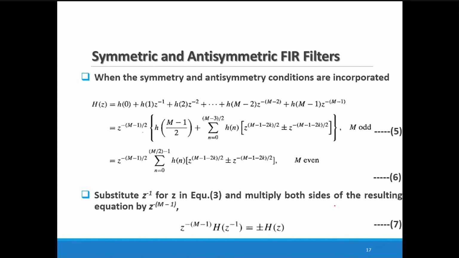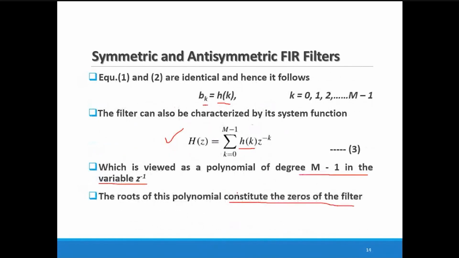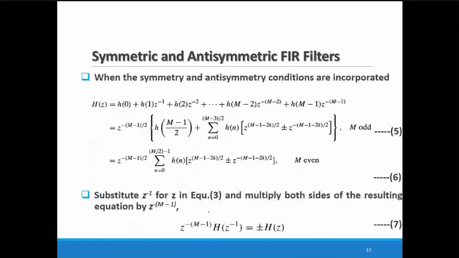Now we go to equation number 3. In this equation, what we are doing is substituting z inverse for z. So whatever z value is written, we write the inverse of that in equation 3 and multiply both sides of the resulting equation by z raised to minus (m minus 1). So our equation will become z raised to minus (m minus 1) into h of z inverse is equal to plus or minus h of z. That is equation number 7.